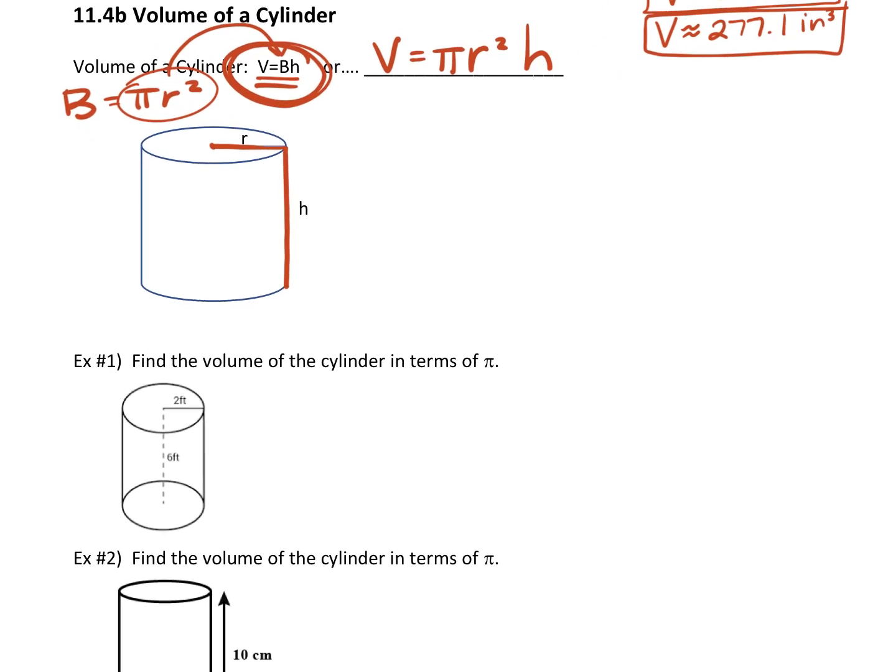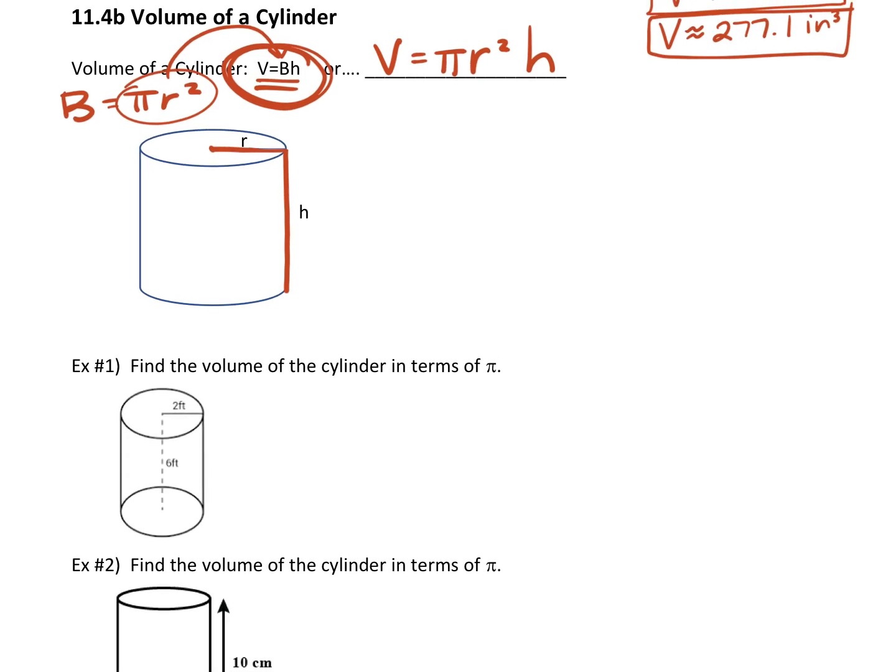Let's see if you can find the volume of that cylinder knowing that information. So talk to your neighbors, see if you can find the volume of this cylinder. Height, radius, what do you know? What'd you get? 24 pi feet cubed. Did anyone else get that? Does that sound right?